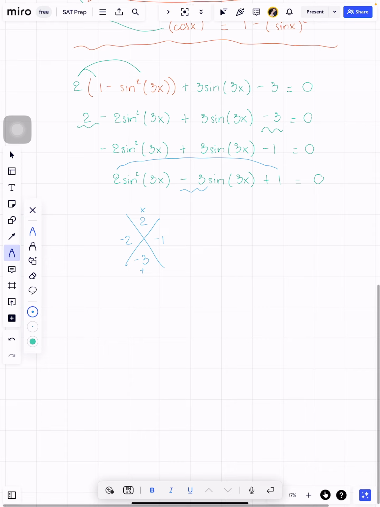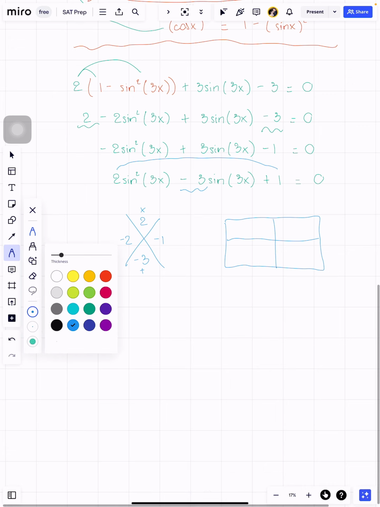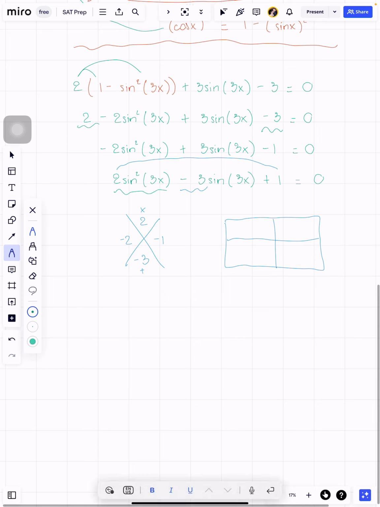So now you're going to go to the box. First of all, let's draw a box. It has 4 spaces here. It has 4 rooms here, right? First thing first, I'm going to copy the first term on the top left corner here, 2 sine squared of 3x. And last thing last, I'm going to copy the +1 or just 1 on the bottom right corner down here. And now keep in mind that you just had the -2 and the -1 as the two new numbers to create, right? So I want you to put the -2 down here and the -1 up here, okay?